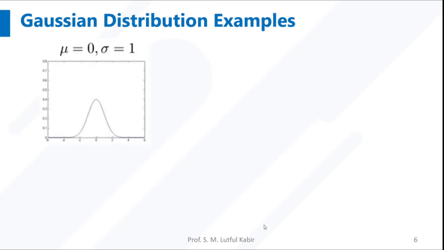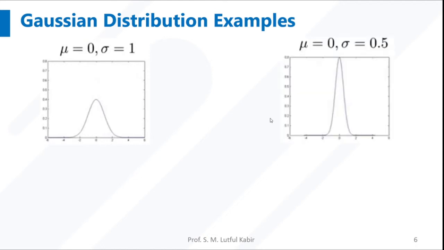So let us see some examples of that equation. If you have mu equal to 0 and sigma equal to 1, it means the width of the distribution is 1, and mu 0 means the mean value is at 0. This is the 0 point. So the mean value is 0 and the width is 1, and the area under this curve is always 1. If you integrate from minus infinity to plus infinity about the mean, you will get the area always equal to 1.